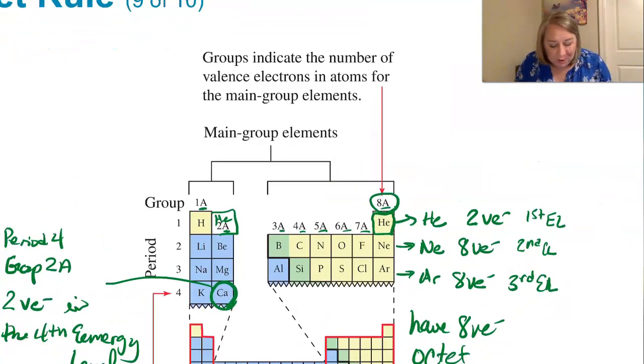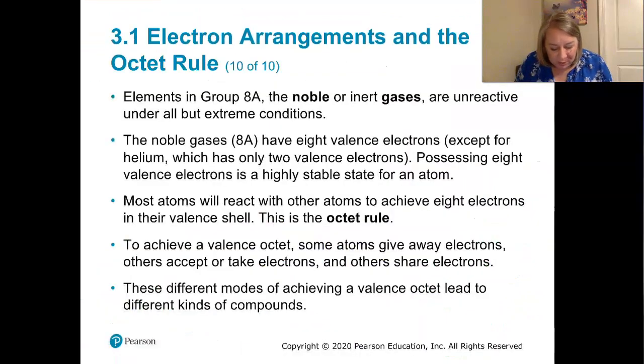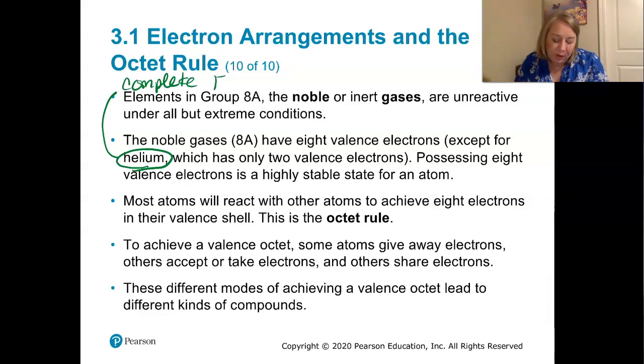Okay, so let's go back to our notes. Elements in group 8A are noble gases, inert gases. They're unreactive. All of our noble gases have 8 valence electrons except for helium, but helium does have a complete energy level. It's the first energy level and it has 2 valence electrons.